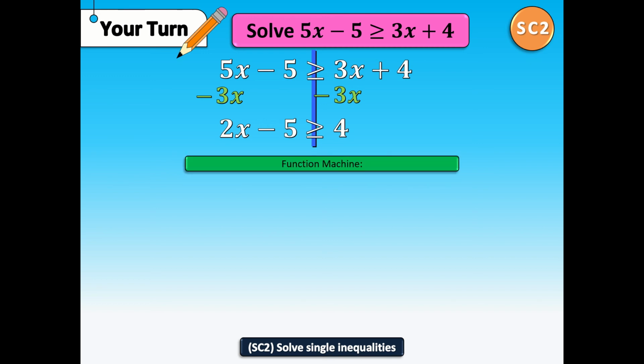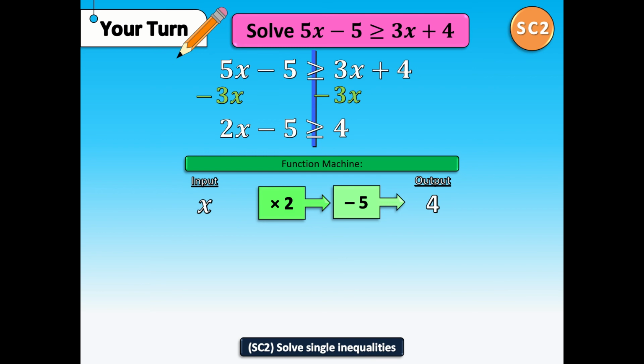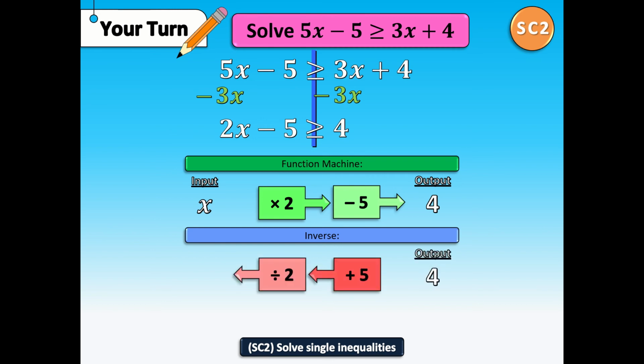So I can write a function machine of what's being done to x. 2x means I'm timesing it by 2, and then I'm taking away 5, and I get 4. So I need to work backwards doing the opposite. Start with 4, I add 5, and then I divide by 2. 4 plus 5 is 9, and 9 divided by 2 can be written as 9 over 2. I use the sign that was given to me in the question, so I can say that x is greater than or equal to 9 over 2.